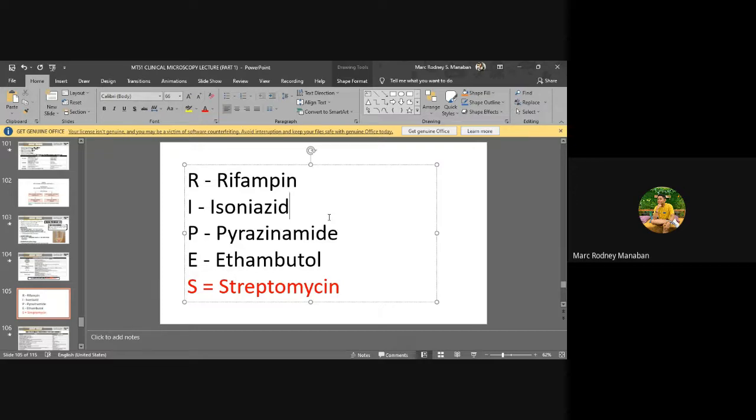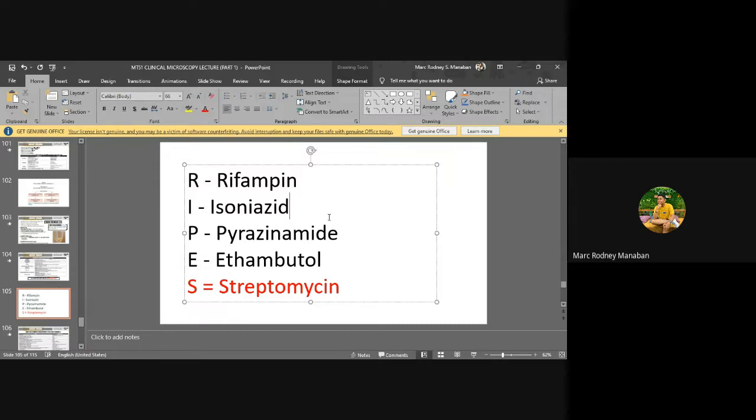The second-line agents are the fluoroquinolones, amikacin, capreomycin, kanamycin, and the like. Those are the second-line agents. The first-line agents are the first drugs of choice against tuberculosis. If the patient cannot tolerate these drugs, you use second-line. All right? Take note of that, dears. Very important.